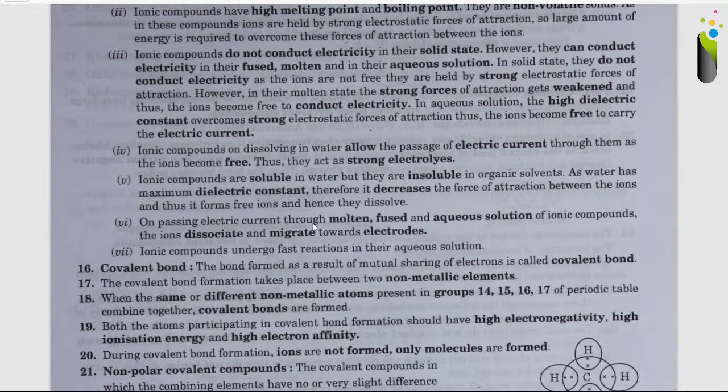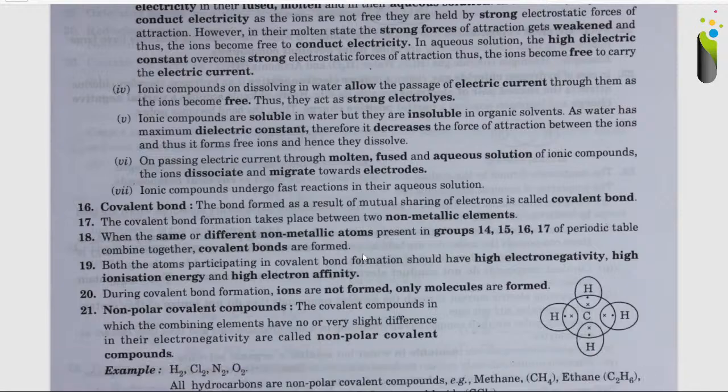On passing electric current through molten, fused and aqueous solution of ionic compounds, the ions dissociate and migrate towards electrodes. Ionic compounds undergo fast reactions in their aqueous solution. Keep this in mind. I can ask you, why do they undergo fast reactions in the aqueous state and not in the solid state? Something like that can be asked to you.